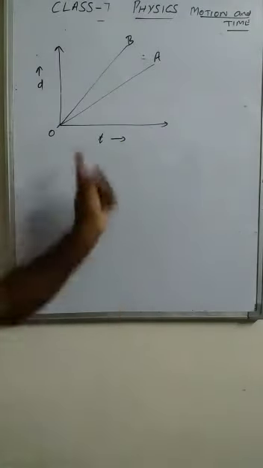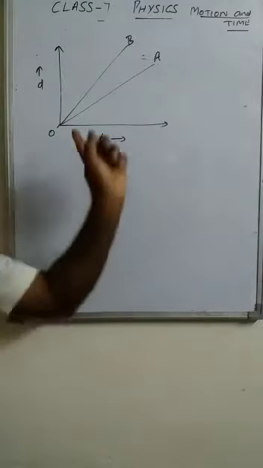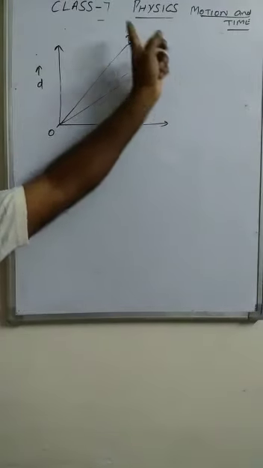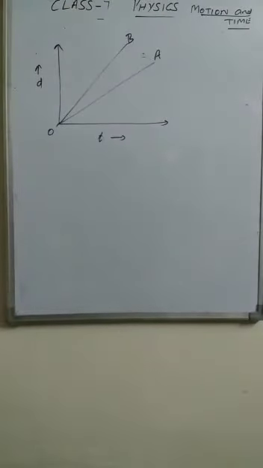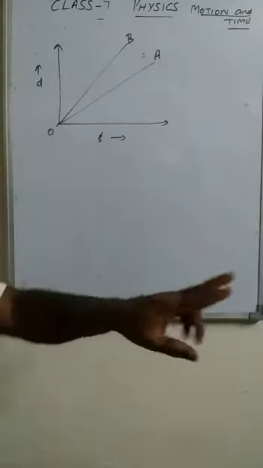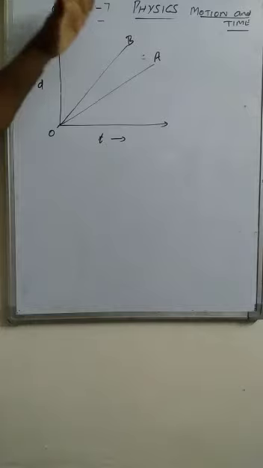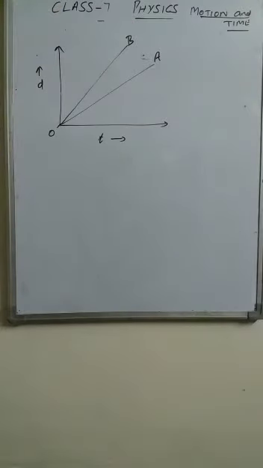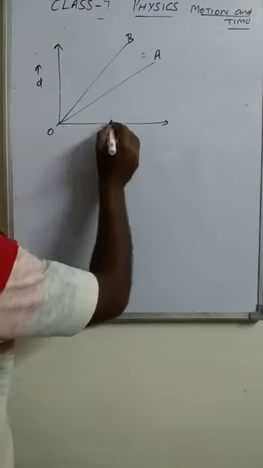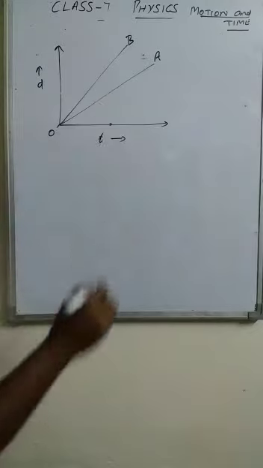But individually both the cars are in uniform motion. A is in uniform motion, B is also in uniform motion, but their speeds are different. One is having greater speed, another one is having smaller speed. We can compare which car is traveling with the greater speed and which with the smaller speed. For this, just take a point on the time axis.